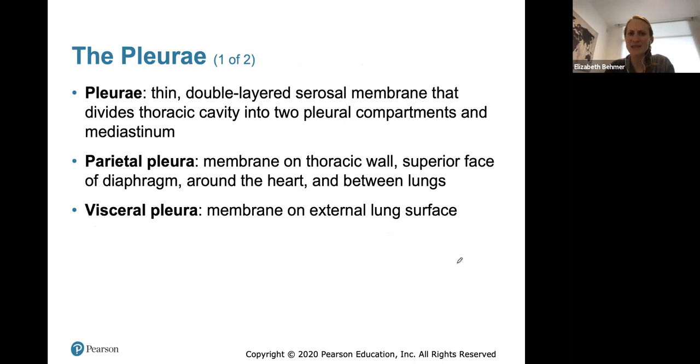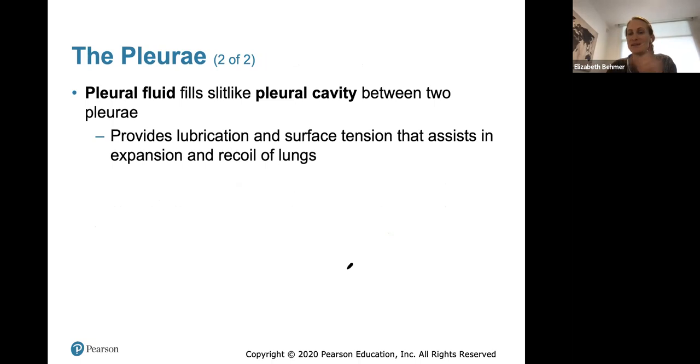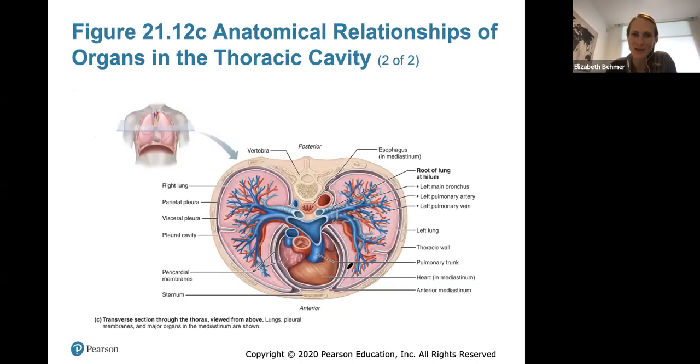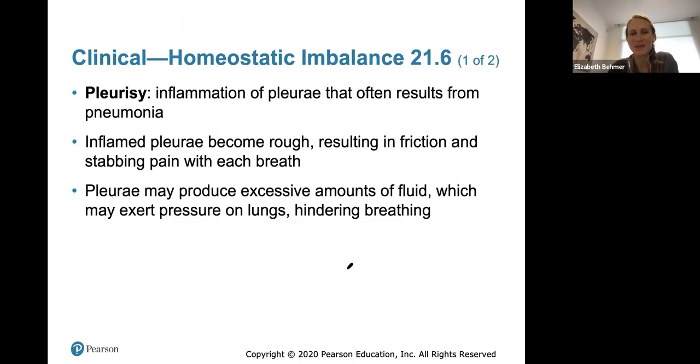The pleura then is a thin double-layered membrane that divides the thoracic cavity into two pleural compartments and the mediastinum. The parietal pleura is the membrane on the thoracic wall, and the visceral pleura is the membrane on the external lung surface. There's a slit between the two called the pleural cavity, and that's filled with pleural fluid that helps to provide lubrication and surface tension to assist when your lungs expand and recoil and go back to length. Pleurisy is an inflammation of the pleura.